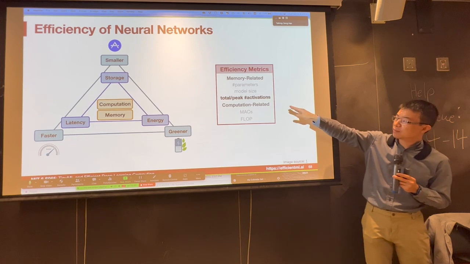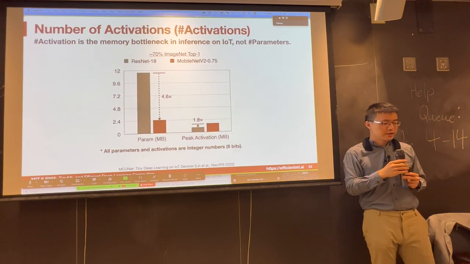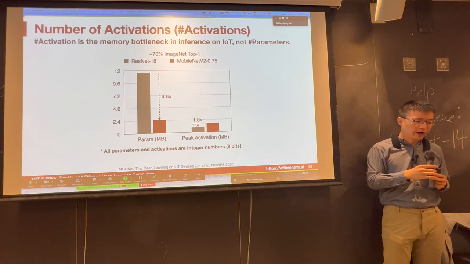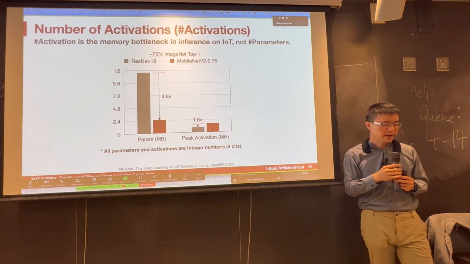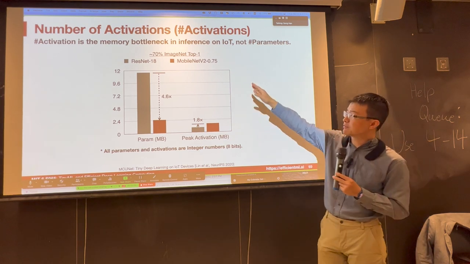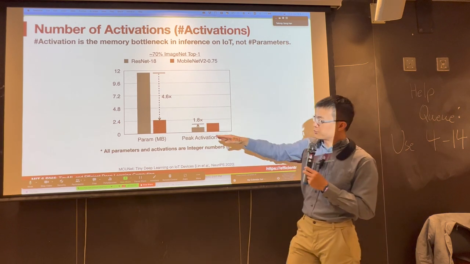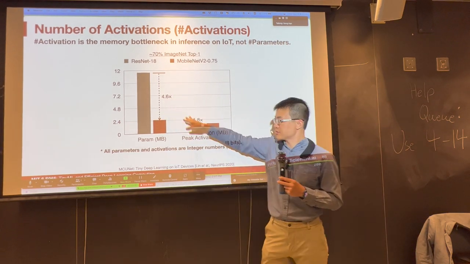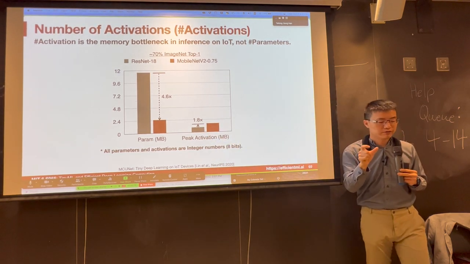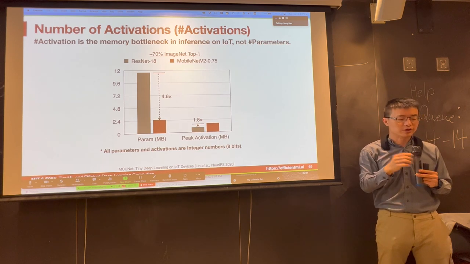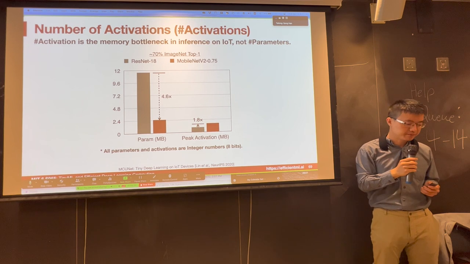Let's then talk about the total activation versus the peak activation. The number of activations is the memory bottleneck for inference for IoT applications. For example, from ResNet to MobileNet V2 0.75, they have the same ImageNet accuracy. The number of parameters is reduced by 4.6 times, but the peak activation actually increased, which is the largest input plus output for a certain layer. So the size of the activation is very important.